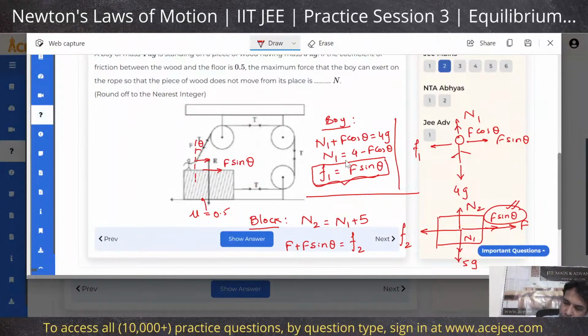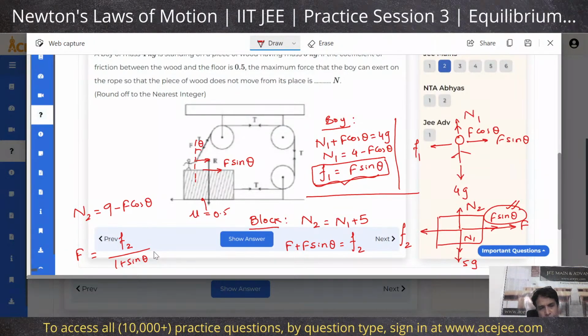Now, if you look at N1 is equal to 4g minus F cos theta, then N2 will be 5g plus 4g, that is 9g, minus F cos theta. So let me put it back in the second equation. So F is equal to F2 divided by 1 plus sine theta.